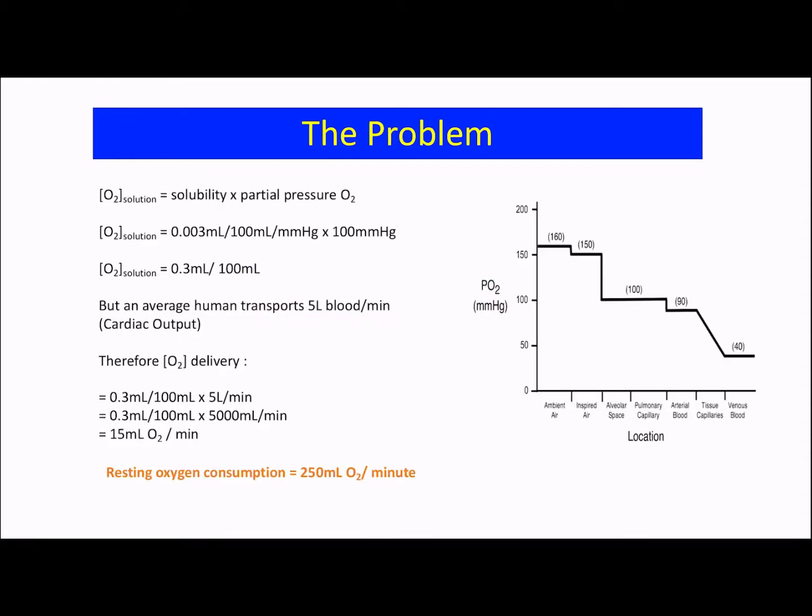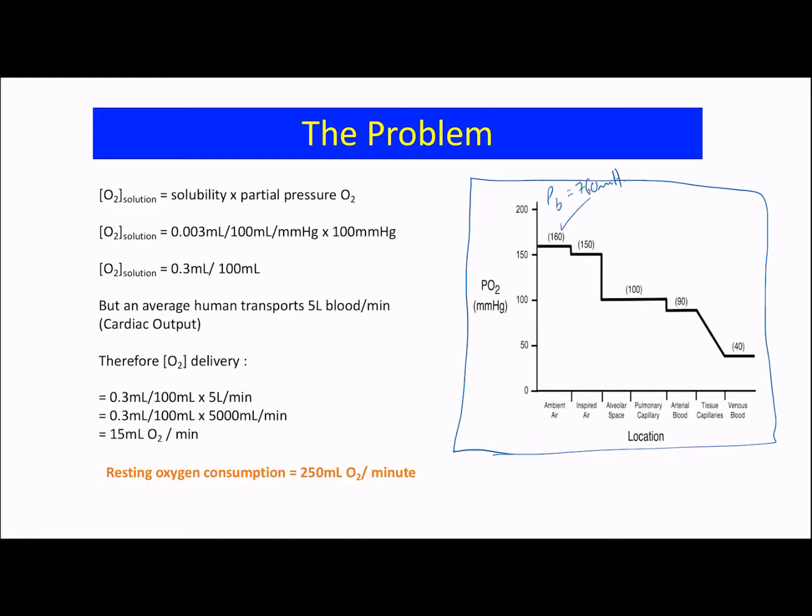Now, let's have a look at the problem. Well, you should all be familiar with the graph on the right here. Now, this is the graph of the oxygen cascade. We understood how we derived 160 millimeters of mercury of oxygen. That's simply by knowing that the barometric pressure is at 760 millimeters of mercury, and that oxygen occupies 21% of that. We then learnt that when you breathe it in, the air becomes humidified, and necessarily that dilutes the oxygen there, so that decreases it to 150 millimeters of mercury.